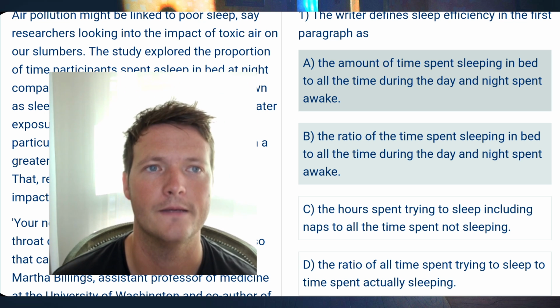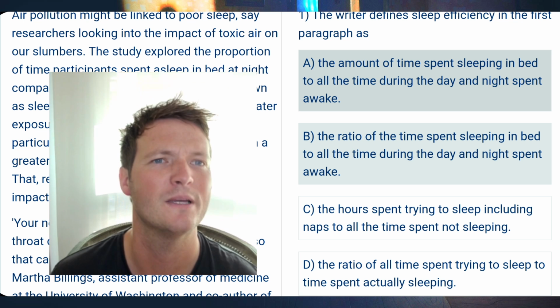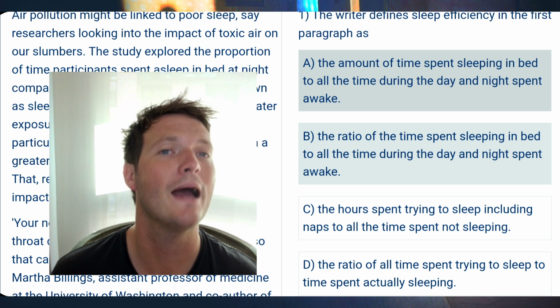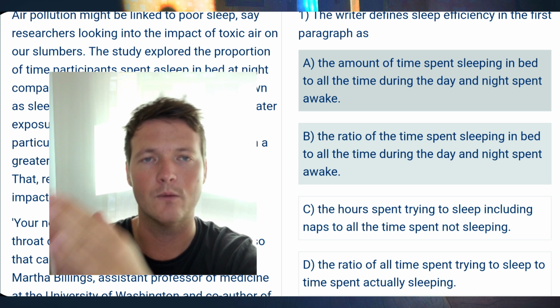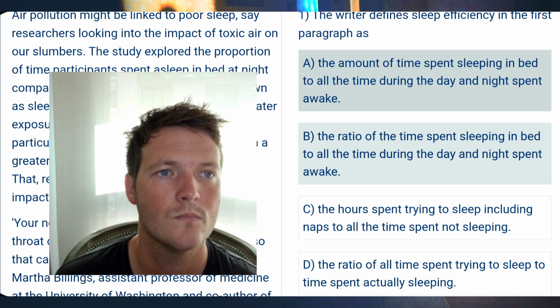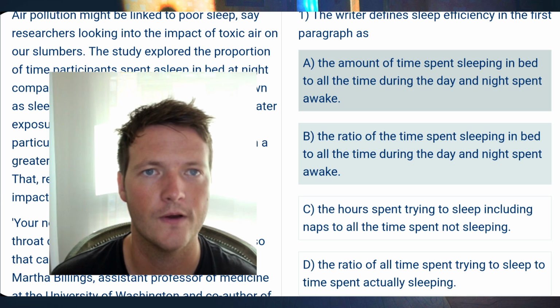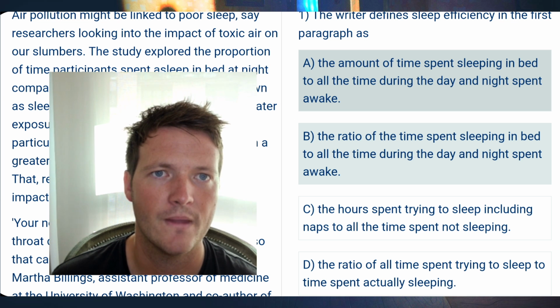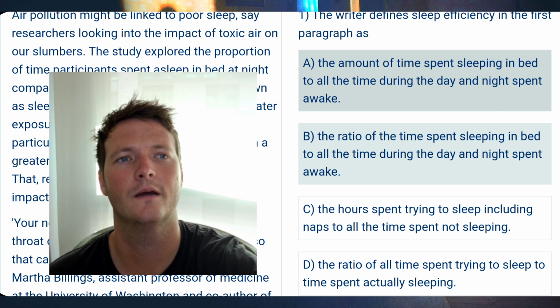I think it's D. My problem with C is "hours spent trying to sleep, including naps." No, we're talking about at night, when you go to bed, the time between when you go to bed and when you get up in the morning, how much of that time are you actually sleeping? So again, the nap is not sleeping, is it? It's like lying down for half an hour on the sofa after lunch, right? A siesta. So I'm inclined to say D, I think, right?